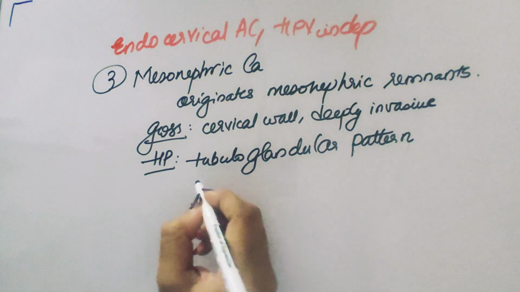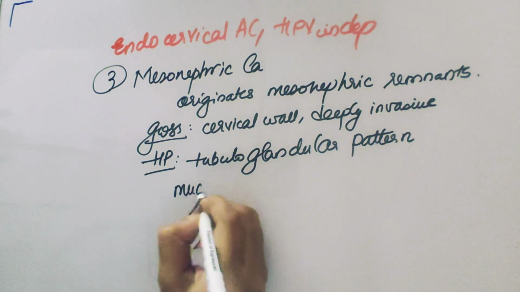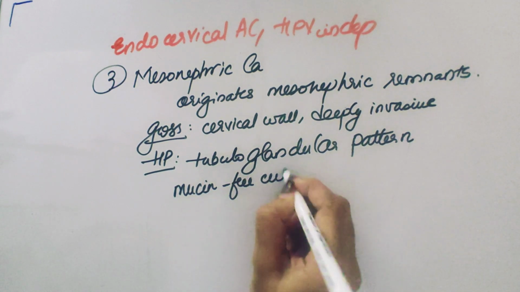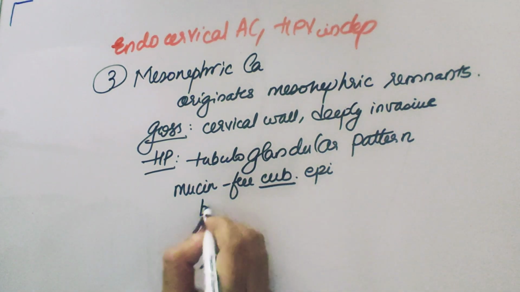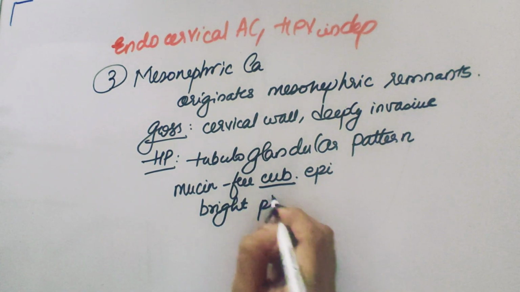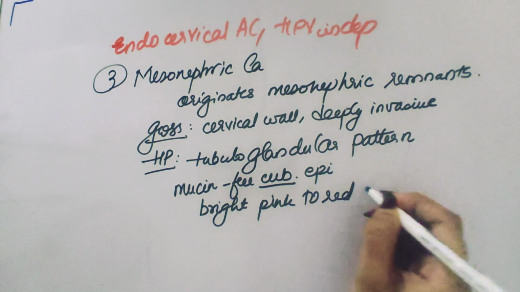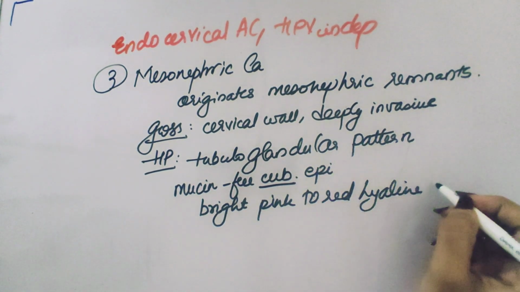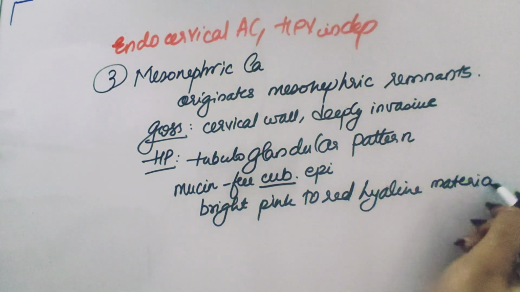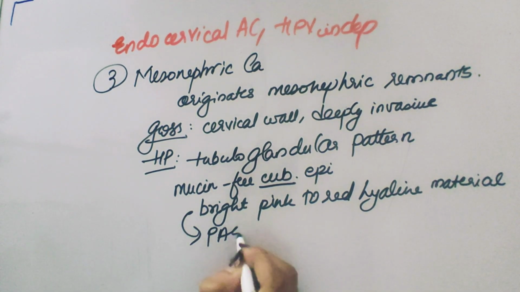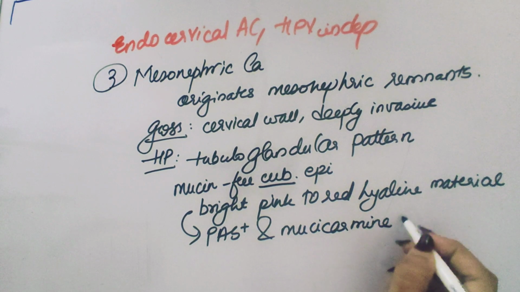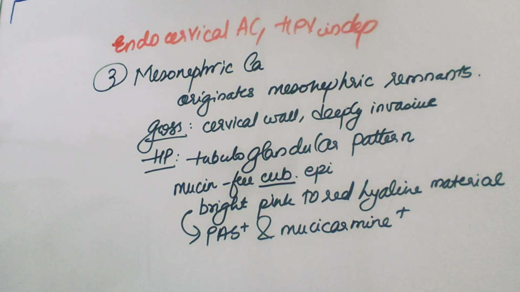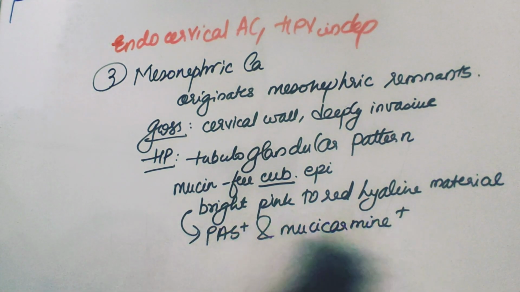The tubules and glands are lined by mucin-free cuboidal epithelium, and it contains a bright pink to red hyaline material, which is its hallmark, which is PAS positive as well as mucicarmine positive. So you will see cuboidal epithelium, which is mucin free, and you will see the hallmark hyaline material.